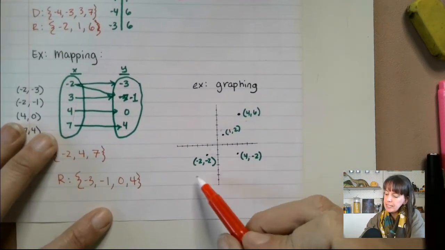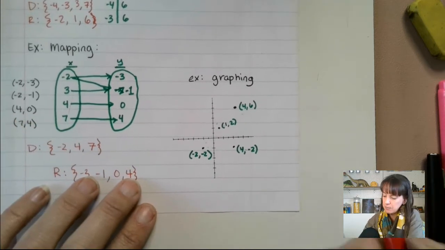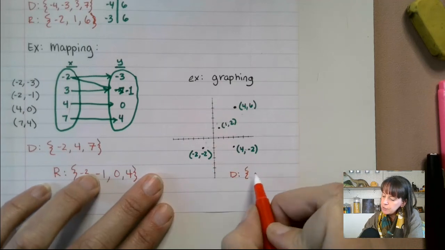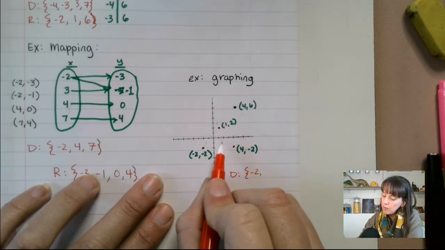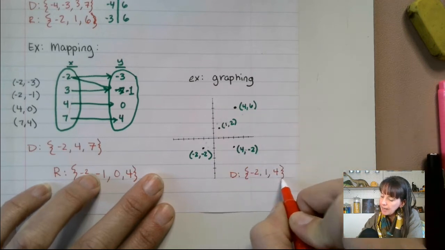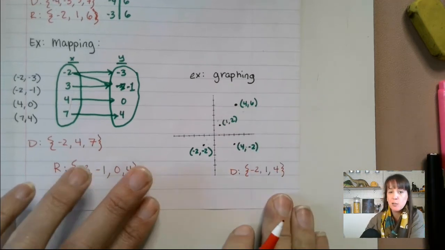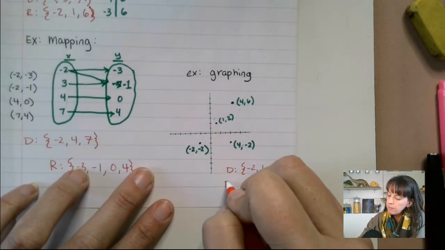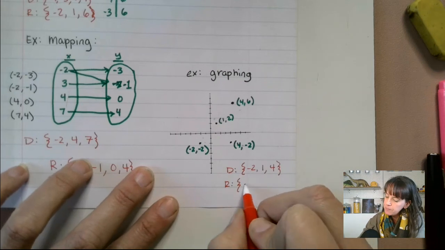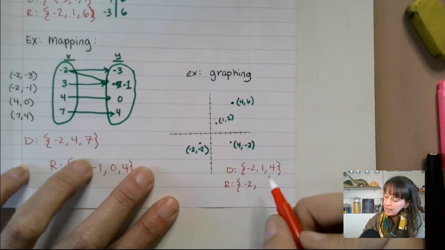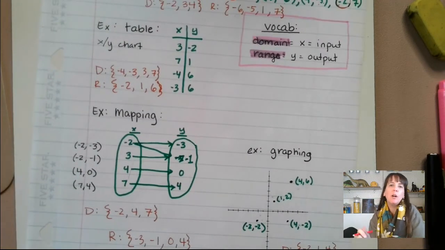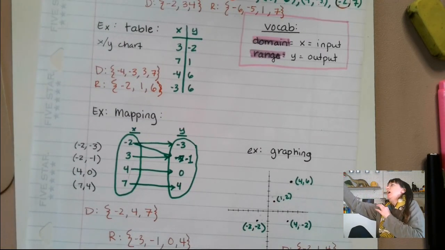Okay, now over here, for my graphing example, my domain is going to be -2, then 1, then 4, but I see that that 4 repeats because I have both (4, -2) and (4, 6). So that's not a function. For my range, I have -2, 2, and 6.